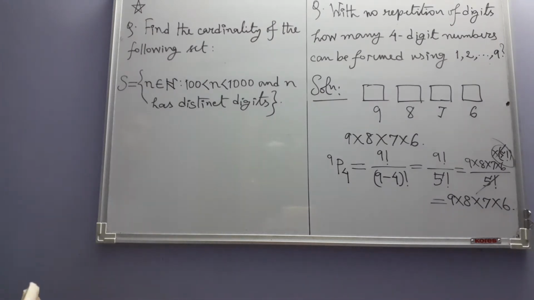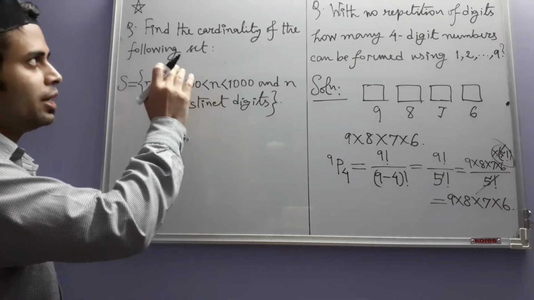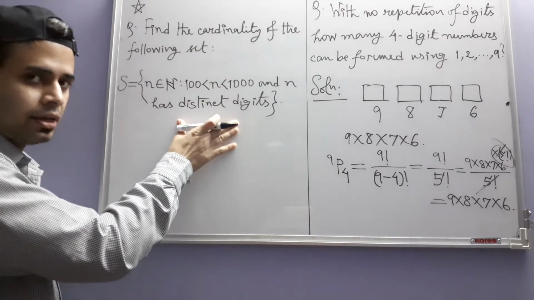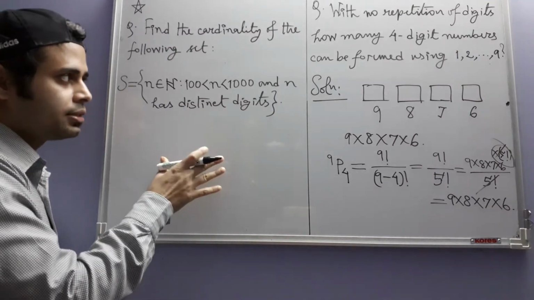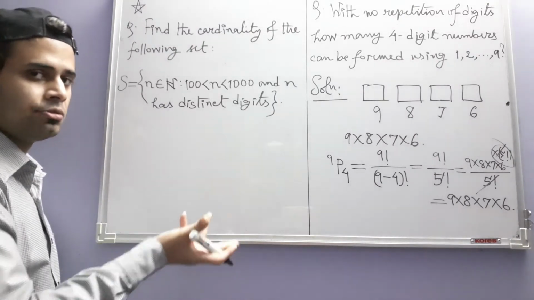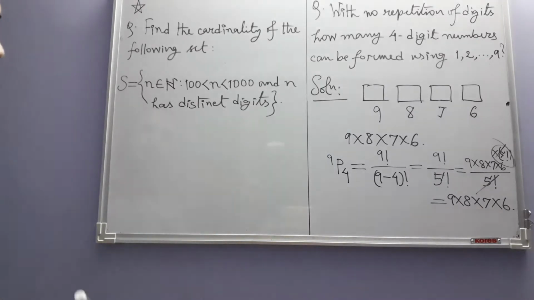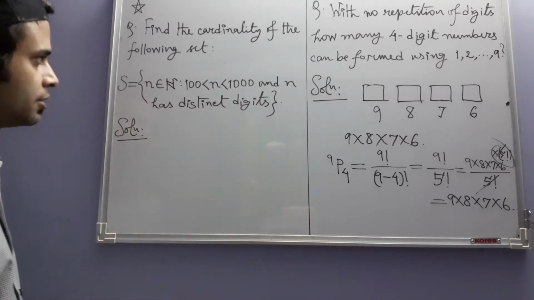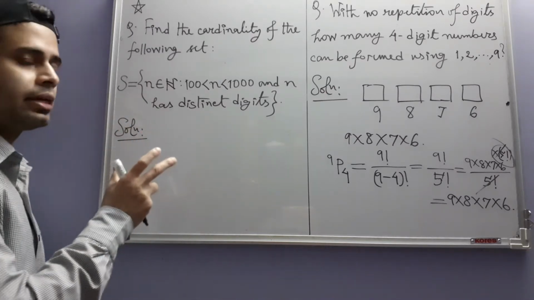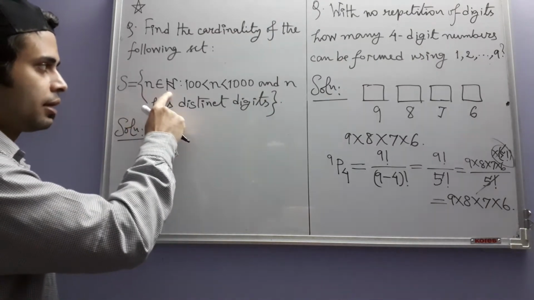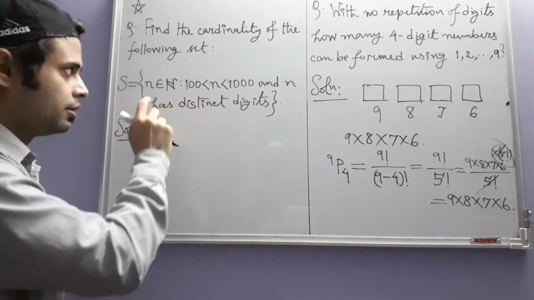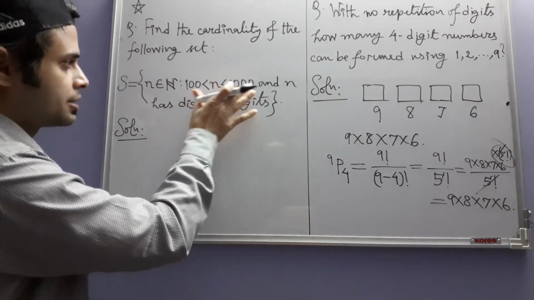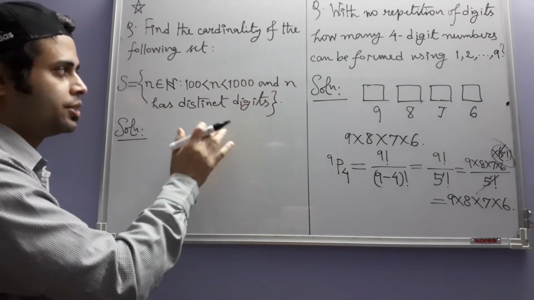Now, what we have been asked here is to find the cardinality of this set, that is the number of elements in S. In calculating this number of elements, actually we need to find permutations. Why? That will be clear when we write the solution. You see, look at the elements of S. They are nothing but natural numbers. Now, not all natural numbers, they are restricted using these two conditions.